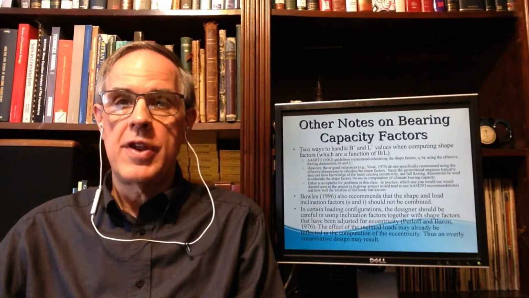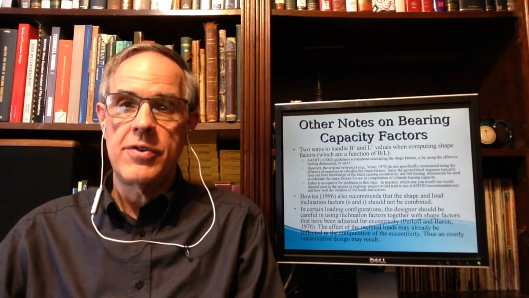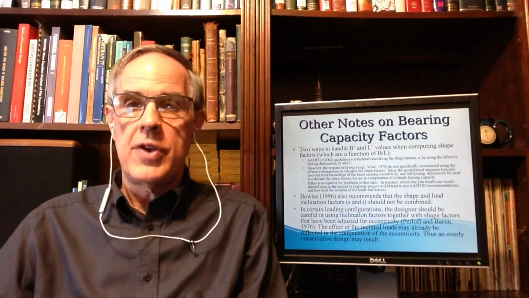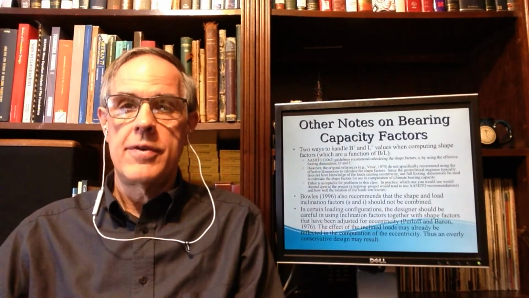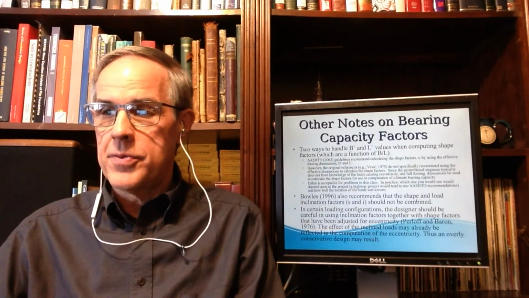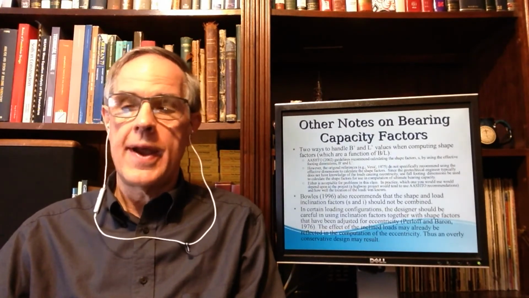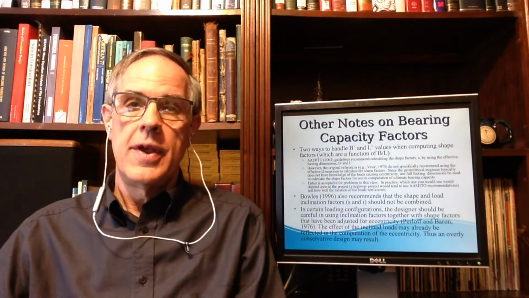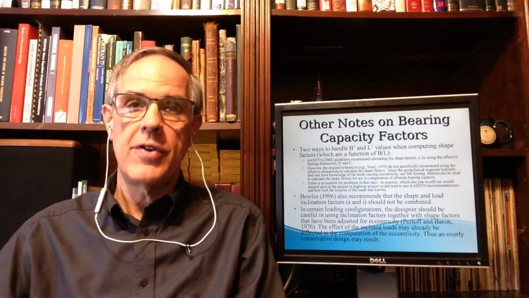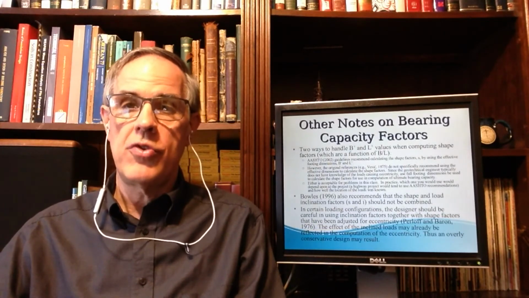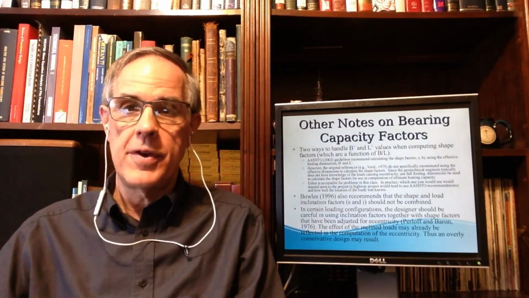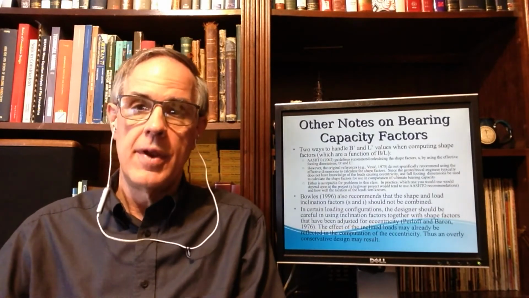Because if you change the ratio of B to L, you will change the shape factors. If you change the shape factors, you will change the bearing capacity in a different way. There are two ways of handling those. The AASHTO guidelines recommend that if you go with B prime and L prime, the reduced foundation size due to eccentricity, then you should use those for the shape factors, and just treat the effective footing dimensions as real footing dimensions, and that's the end of it.